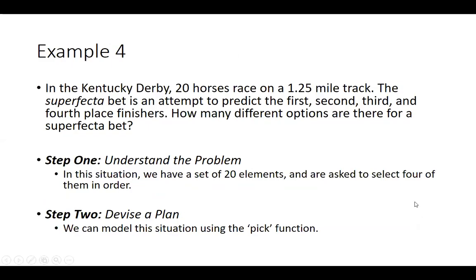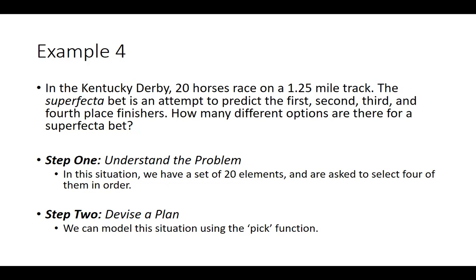Example 4. In the Kentucky Derby, 20 horses race on a 1.25-mile track. The superfecta bet is an attempt to predict the first, second, third, and 4th place finishers. How many different options are there for a superfecta bet? Well, let's understand the problem.